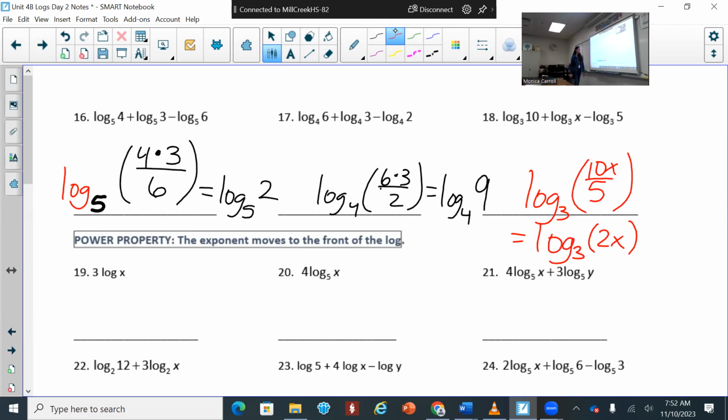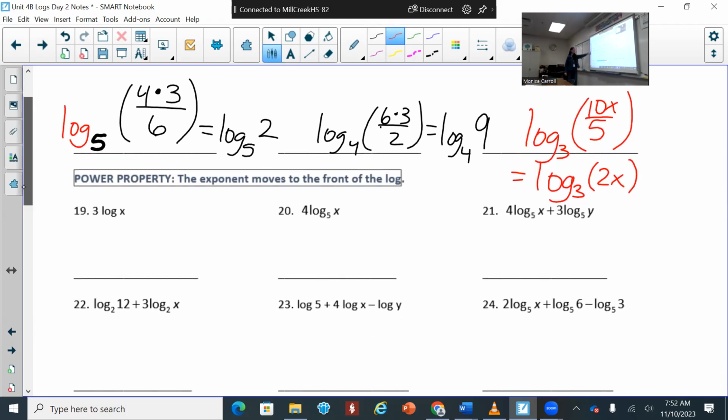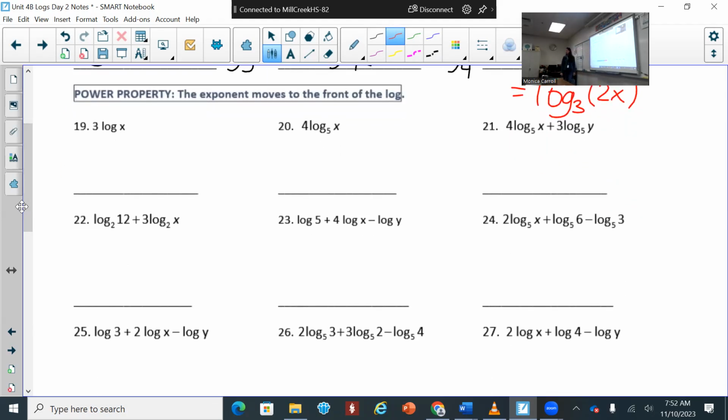Perfect. All right. Last property, power property. Like I said in the beginning, whenever you have a number in front of a log, right in front of it, not separated by a plus or a minus, that number is going to become the new exponent on whatever the log is of. Log of x. All you're doing. What's the base on this? 10. Good.